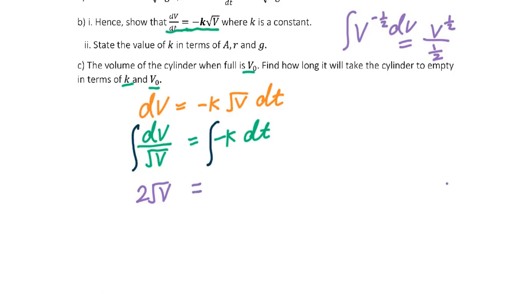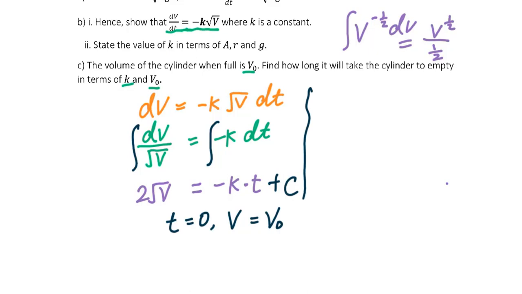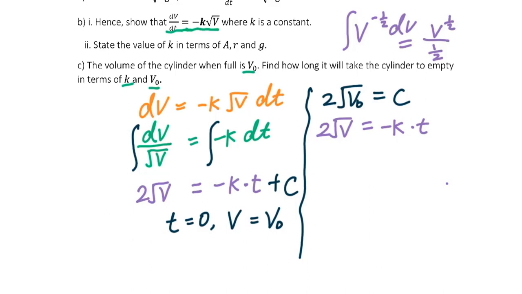So 2 square root of V equals negative k times t plus c. According to the given information, t equals 0 and V equals V0. Therefore, you will get 2 square root of V0 equals c. Therefore, you will get 2 square root of V equals negative k times t plus 2 square root of V0.